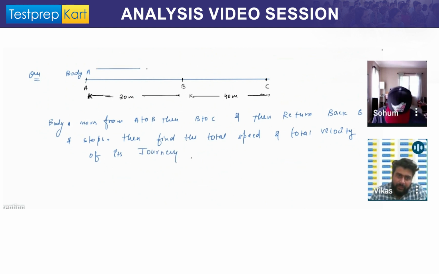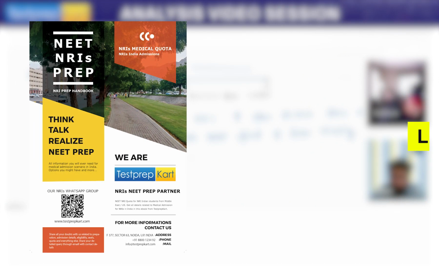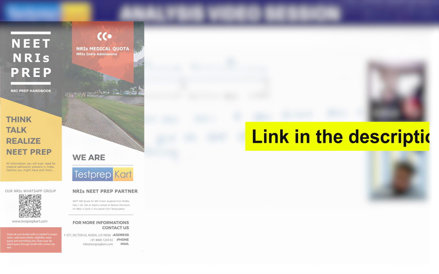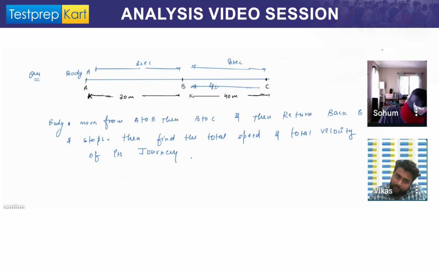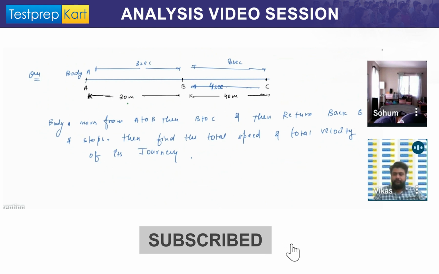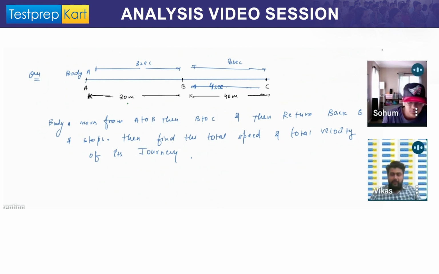Let's say the time spent moving from A to B is 3 seconds, then B to C is 8 seconds, and then coming back to point B it spent 4 seconds. Clear? So this is the problem that is being given to you for homework. Will you try it? Yes, I will. Okay.